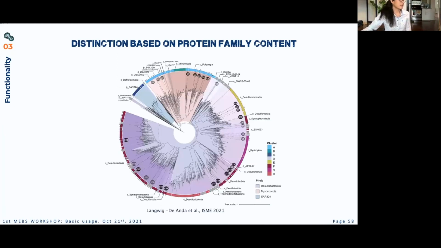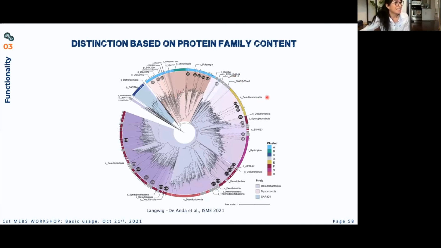And that's what we applied for Maggie's paper, for the Delta paper. We analyzed almost 2,000 genomes, Delta Proteobacteria and non-Delta Proteobacteria. And we analyzed whether there was this phylogenetic signal.